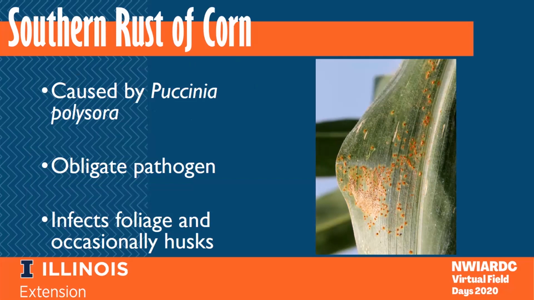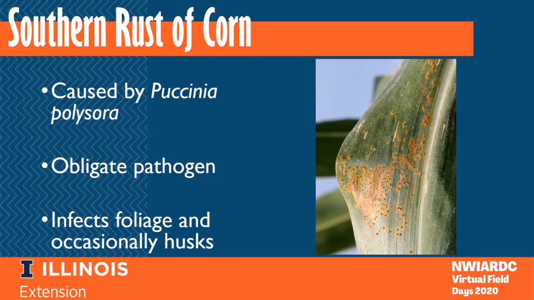Southern rust in corn is something, like I said, that we don't really see very often in the northern part of the state. It's caused by an obligate pathogen, so it requires a living host to grow and reproduce, and it's caused by this particular pathogen, Puccinia polysora. Now there's another rust, called common rust. That's another one that we can see on our corn. That's not something that's typically going to be yield limiting. We see it early in the season and usually later in the season when conditions are cooler.